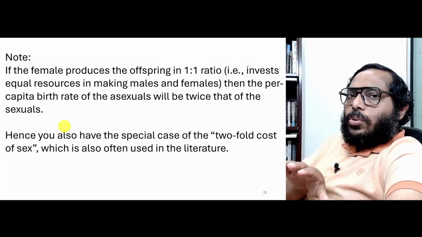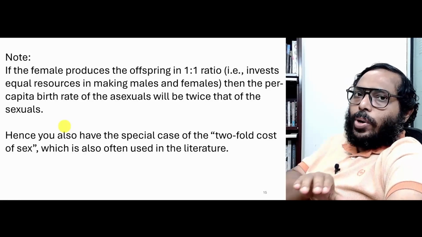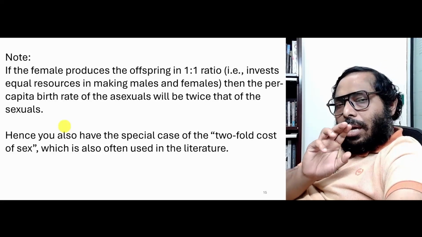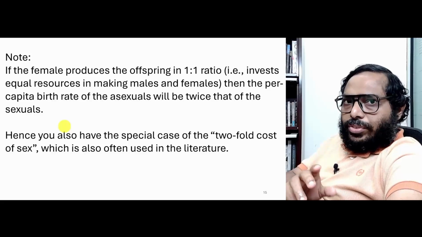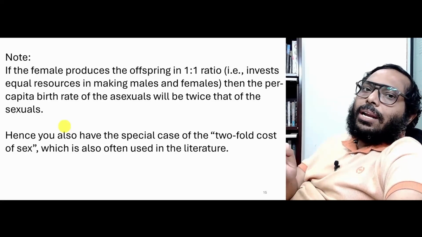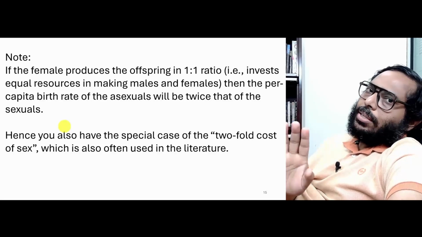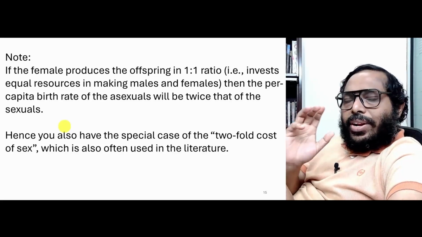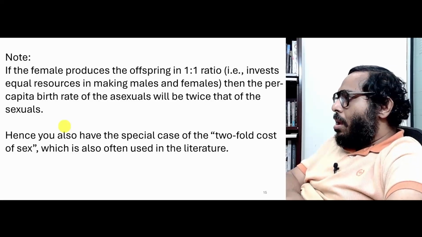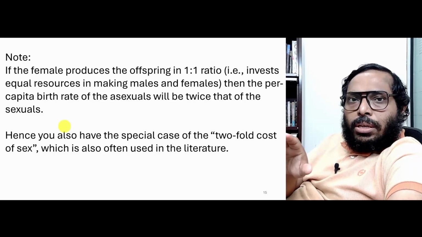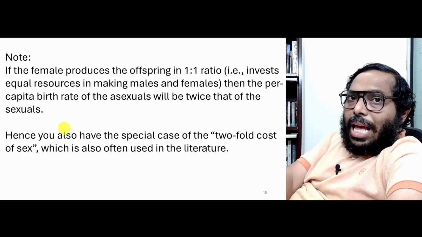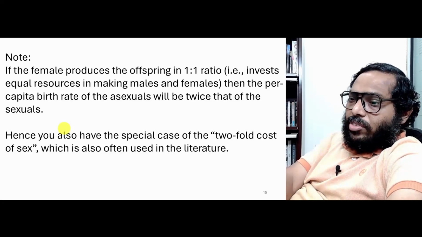This is another term that you are going to get in the literature quite a bit, that the cost of sex is twofold. And that is a special case of the cost of sex that we talked about in the previous slide, under the assumption that the sex ratio is 1:1. That is about it. Okay. It is basically referring to the same phenomenon under a specific scenario. Now, this cost of sex that we talked about, by no means it is the only cost that sexually reproducing organisms have to pay.